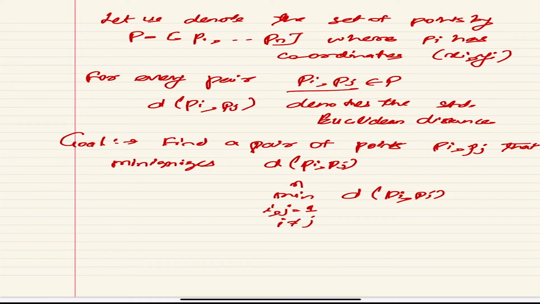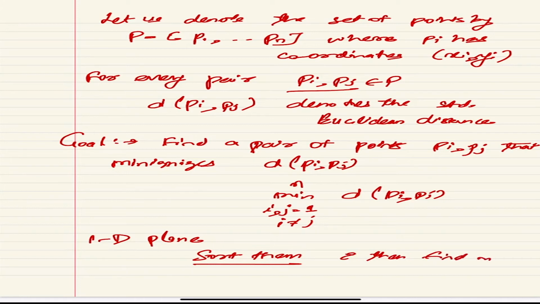Well, I talked about the 2D plane, but you can have the problem in the 1D plane also. If you have only a single coordinate and you have n points, the naive way is to just compare all. But in a 1D plane, you can do something better. You say, okay, I'll first sort them. Suppose they are all on the x-axis. Sort them, and then go through that sequence and find which two consecutive points have the minimum distance, and then find the minimum. And this would be O(n log n), right?